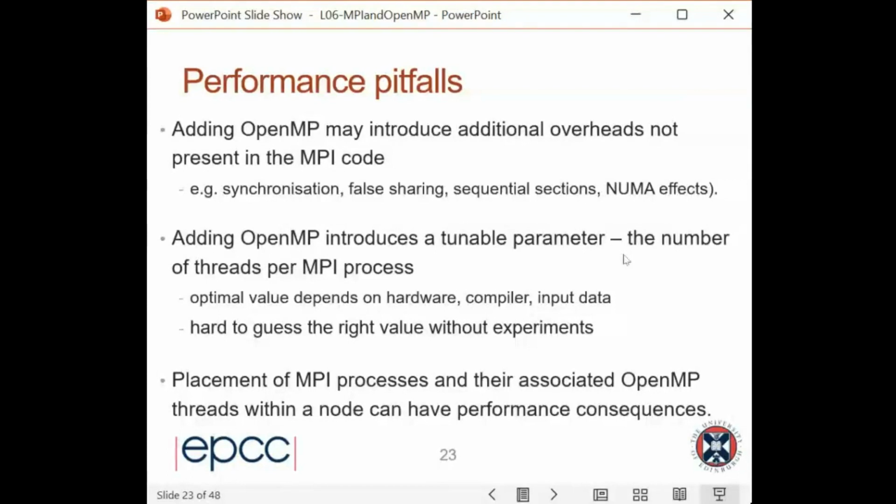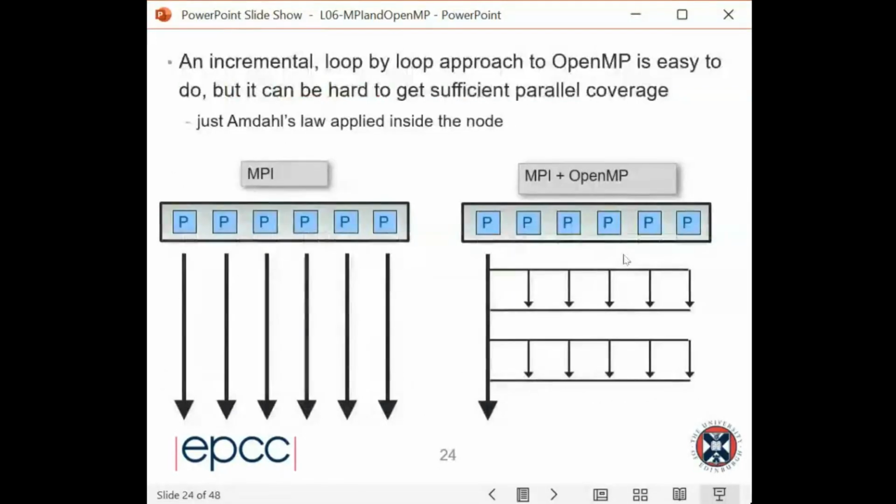And that means that every time you go to a new platform or study a new data set, you have to do this scan of what the best combination is, and it's hard to guess the right value without experiment. Also, we now care about the placement of MPI processes. If I'm running 8 MPI processes on an ARCHER2 node, I want those processes to be spaced out by 16 CPU cores, and I want those gaps to be filled in by the OpenMP threads. That can be challenging to do, and you don't have to care about it in pure MPI. So there are a lot of pragmatic issues with this.